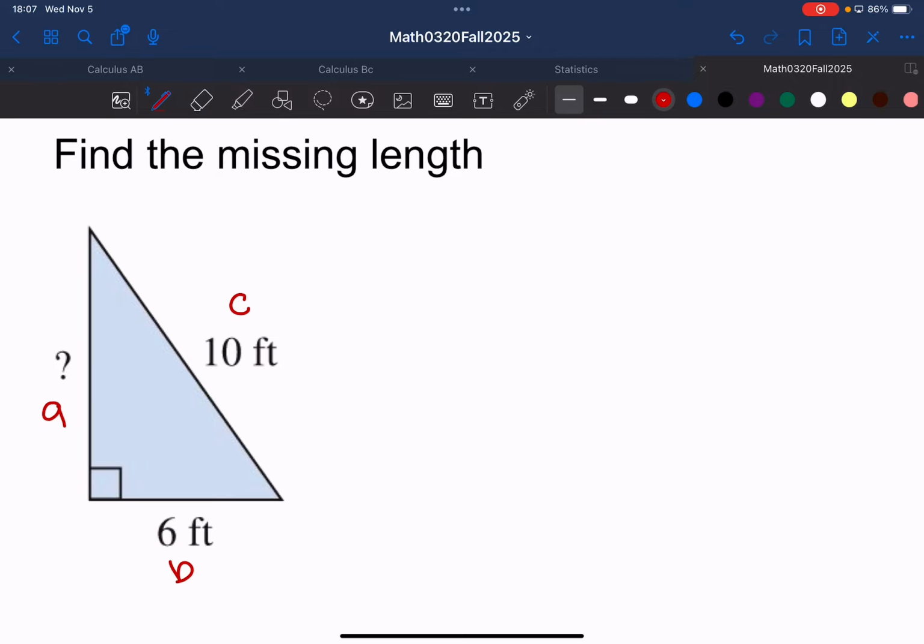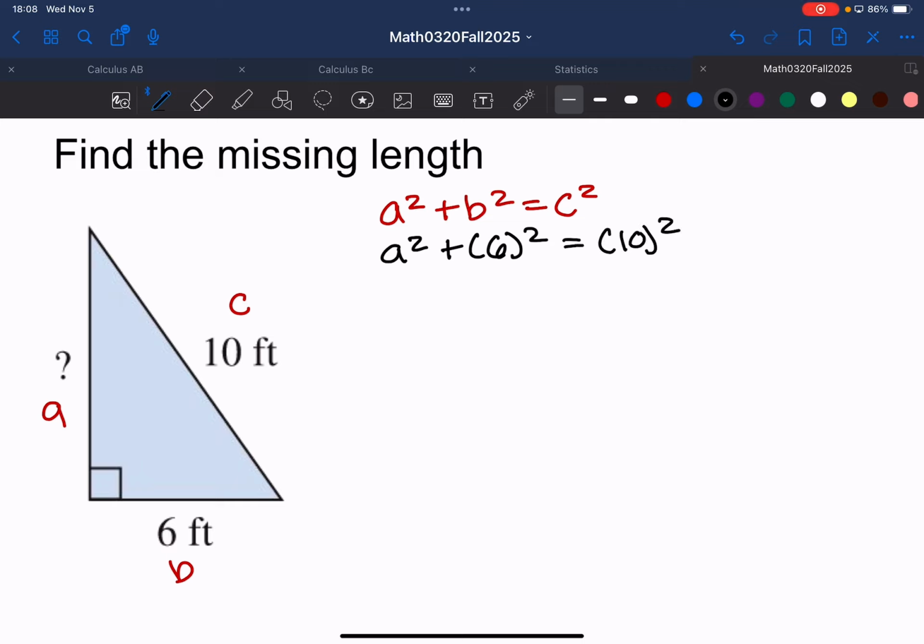And then in order to find my missing side, and so in my case A, because I labeled it A, I'm going to use the equation A squared plus B squared equals C squared. And I'm going to plug in my values. So A, I don't know, so I'm just going to write A squared. Okay, what is B? 6. So I'm going to write 6 squared. And then what is C?